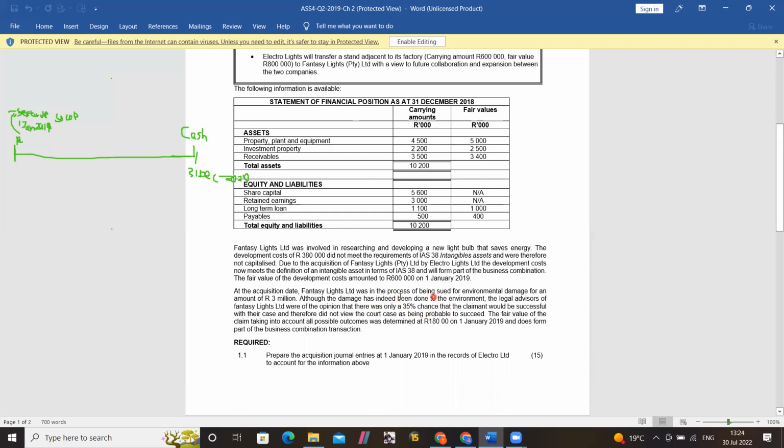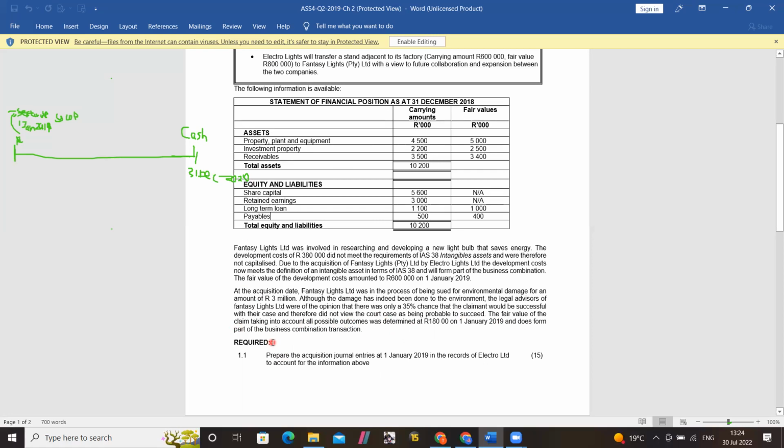So definitely this is not a provision. That's why you don't see any provisions on the liabilities here, because this was not a provision. It was a contingent liability. Do you see? Because it was only disclosed, not recognized. So they said the fair value of the claim, taking into account all possible outcomes, was determined as that. So what does business combination say? If you have a contingent liability that you disclosed, as long as there's a reliable estimate for that contingent liability, you have to recognize that contingent liability, just like a normal liability, right?